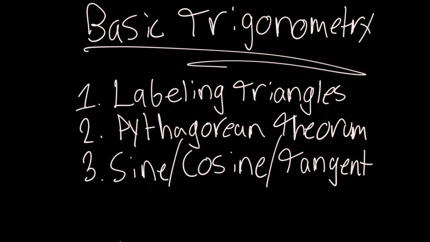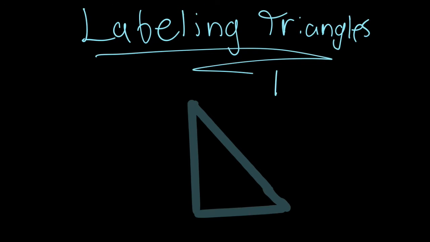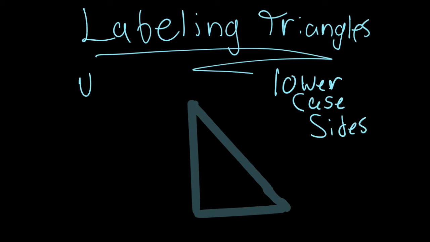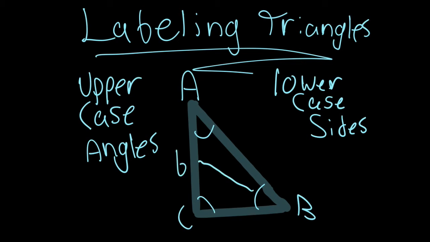In basic trigonometry, we'll be looking at labeling triangles, the Pythagorean theorem, sine, cosine, tangent. When looking at triangles, we'll be using the letters A, B, and C, lowercase to identify the sides, and then uppercase to identify the angles. It doesn't matter which side you make A or B, but you're going to want angle C and side C to coincide with the hypotenuse. And then you'll also see that the angles cross over to the sides.